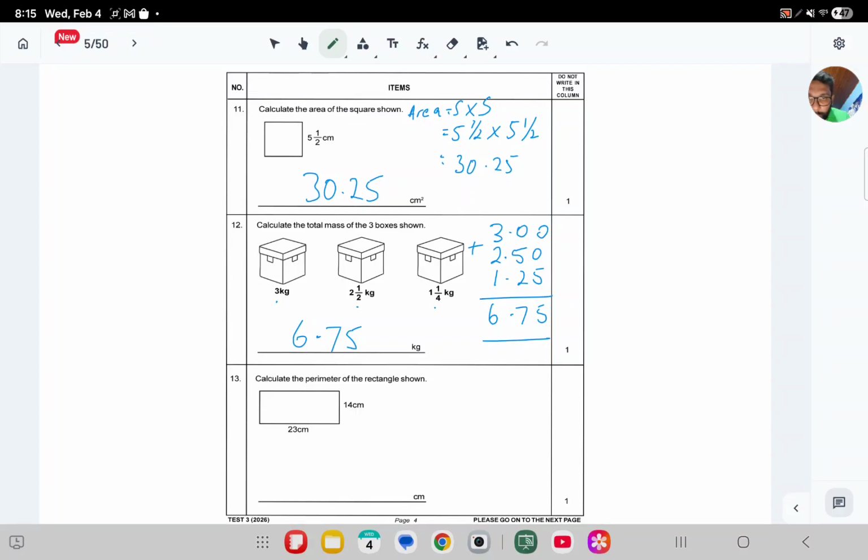Calculate the perimeter of the rectangle shown. Perimeter of a rectangle is equal to length add width multiplied by 2. Length is 23 centimeters, add the width is 14 centimeters, times 2. 23 add 14 is 37. 37 times 2, which is equal to 74 centimeters.